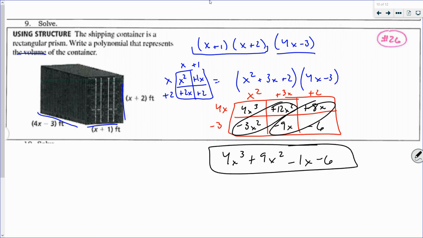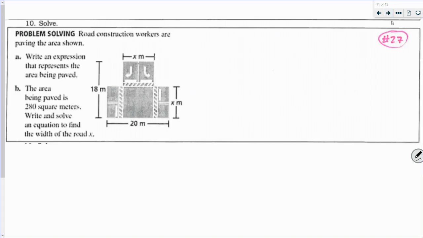And this is the answer we're going for. That's the polynomial that represents the volume. Getting close. Okay.